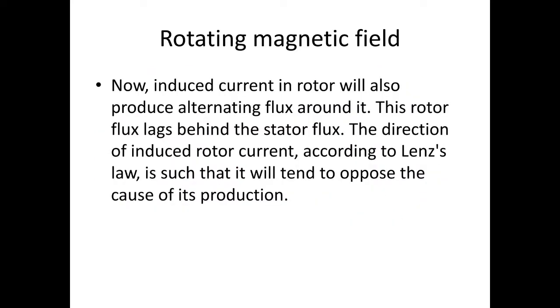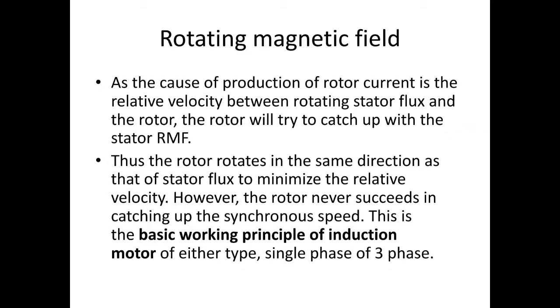Now induced current in the rotor is also produced. Induced current in the rotor will also produce alternating flux. That is, you are going to have two fluxes: one is your rotor flux and the other is your stator flux. Again, the direction of your rotor flux is always opposing because of Lenz's law. The same principle we follow in the transformer, the same it is here.